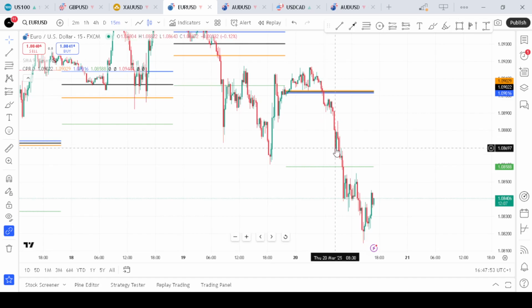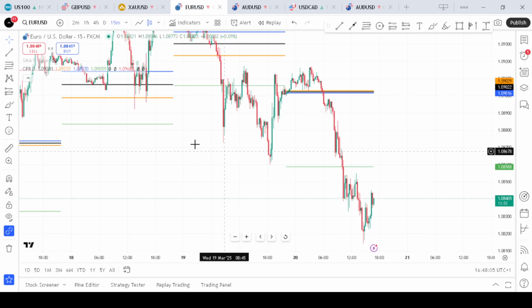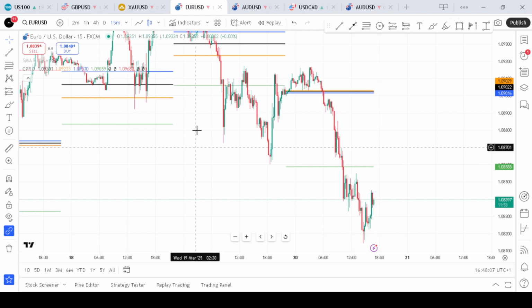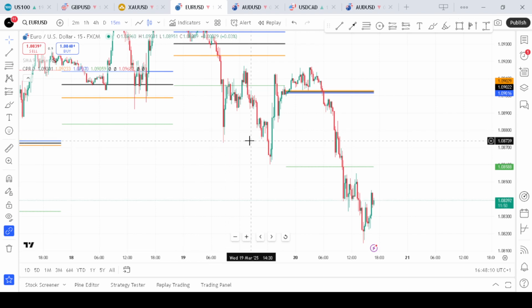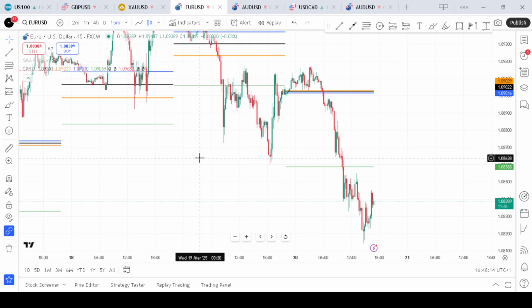Remember, the CPR based intraday trading strategy focuses on identifying trends and making calculated entries based on price behavior around the CPR levels. One effective approach is using the CPR to trade pullbacks, which allows you to align your trade with the prevailing market sentiment while minimizing risk.